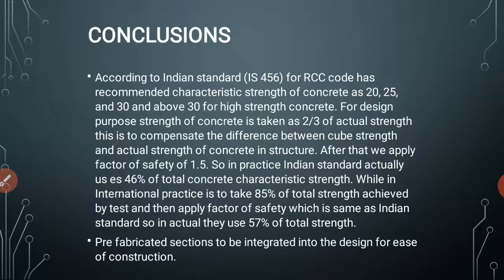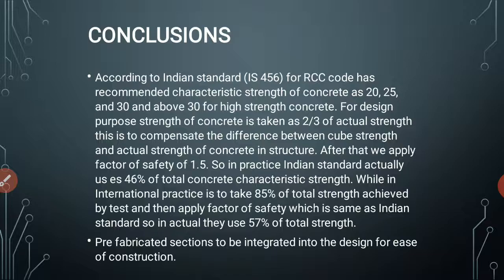According to Indian standards, for RCC they recommend characteristic strength of concrete as 20, 25, 30 and above 30 for high strength concrete. M20, M25, M30, M35 like this, and if it is above M30 then it is high strength concrete. For design purposes, the strength of concrete is taken as 2/3 of the actual strength. This is to compensate for the difference between cube strength and actual strength of concrete in the structure. After that, we apply a factor of safety of 1.5.